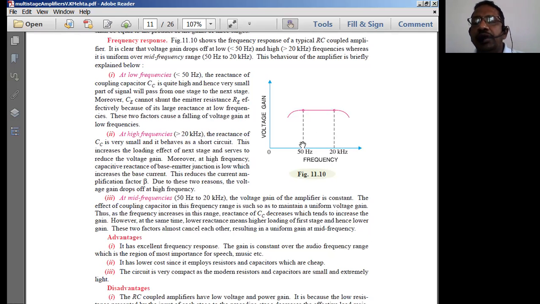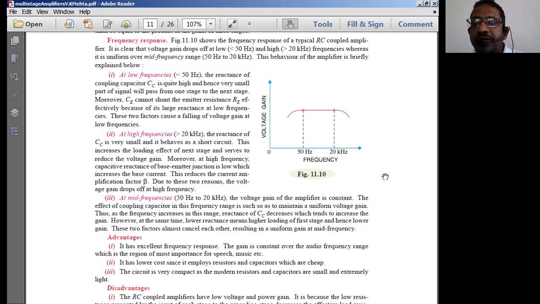So for a 20 kilohertz bandwidth, the gain is going to be uniform. It is going to be fixed. It is going to be constant. Therefore, we say this amplifier circuit is giving an output with high fidelity. A high fidelity amplifier circuit, with more high fidelity in frequency.